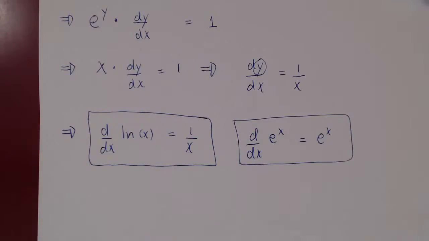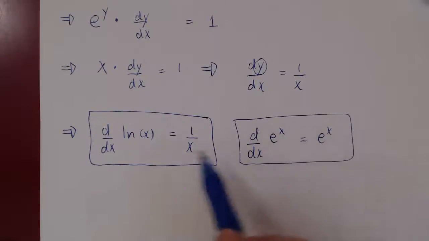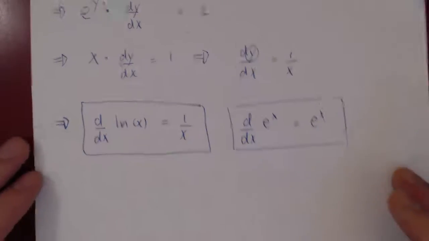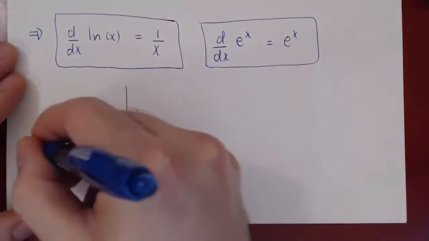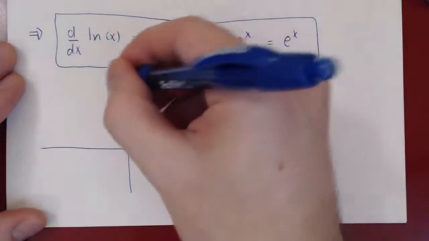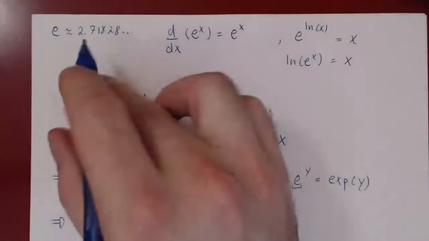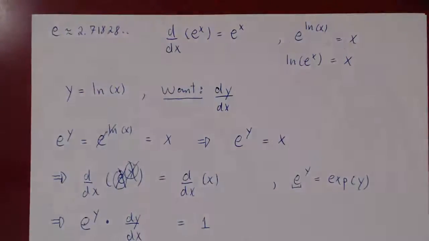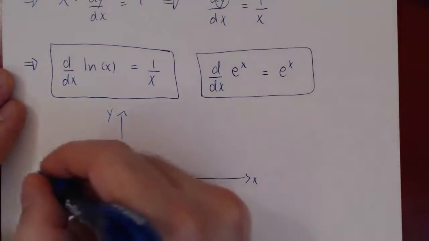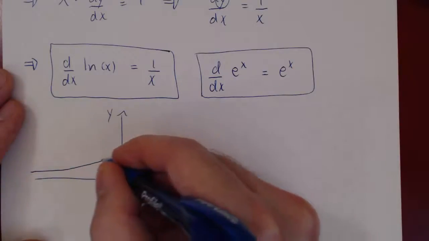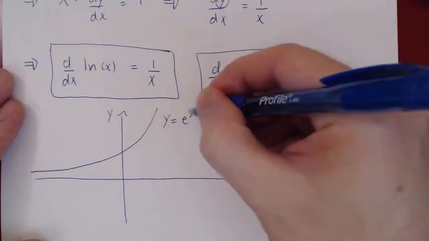Finally, let's just graph the function e to the x and ln of x. So if you remember, think of e as roughly 3. It's 2.71828 dot dot dot. So think of e as roughly 3. So 3 to the x would look like this. So y equals e to the x would look pretty much the same.